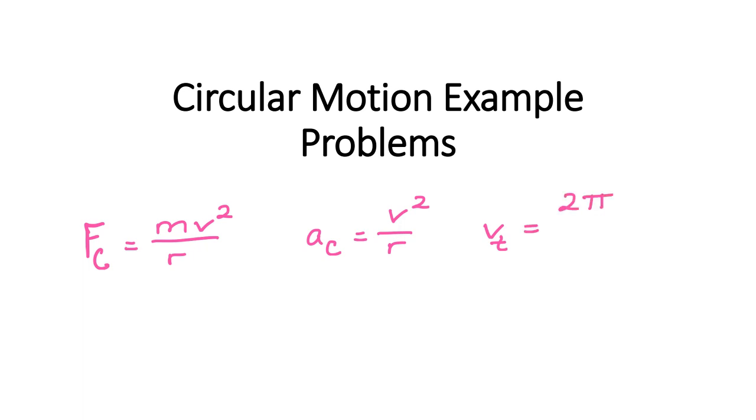Centripetal force is equal to mass times velocity squared divided by the radius. Centripetal acceleration is equal to velocity squared divided by the radius. And tangential velocity is equal to 2 pi times the radius divided by the period.